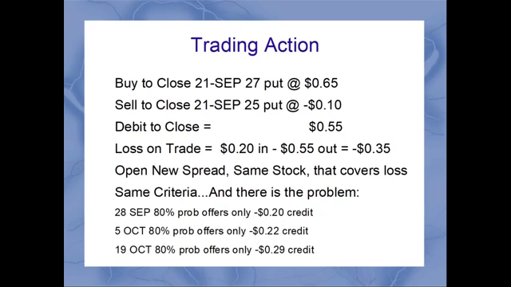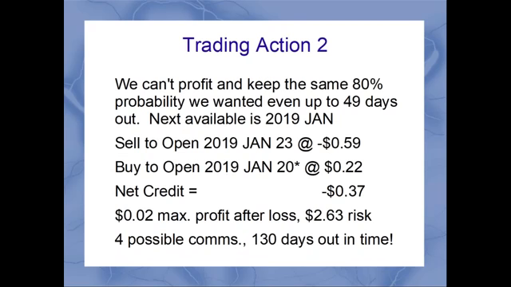It's still a loss. Here we have 2 trading actions. So I can't profit and keep the same 80%, 75% probability I wanted, even up to 49 days out in time from September 7th, a month further out from my expiration. Closest available is January 2019. I could have sold the 23 put at 59 cents and bought the 20. Notice now it's a 3-point spread, not a 2, for 22 cents. That gives me a net credit of 37 cents, but factoring the loss of 35, it's only a 2-cent max profit on a risk of about 263.